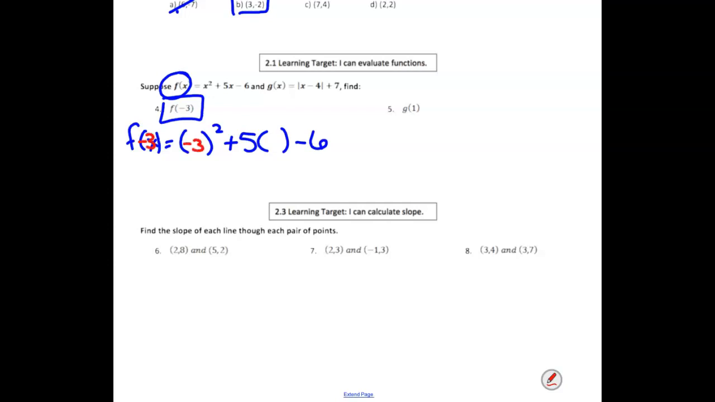So we're going to plug a -3 in for our x's and simplify. So our value of our function when x is -3, we would have -3 squared, which is 9. We have 5 times -3, so -15, and then subtracting 6. So we are going to get -12.